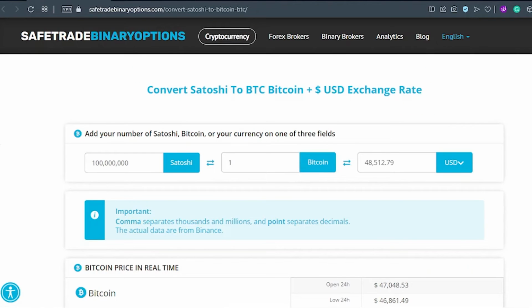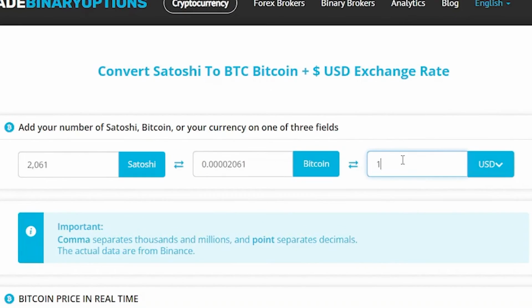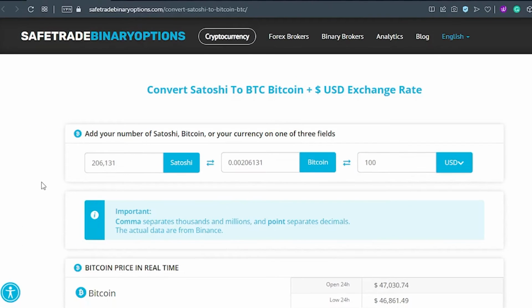What this tool does is, when you enter a value in Satoshi, Bitcoin, or USD, it converts the value into the other two units. For instance, if I write 10,000 Satoshi, it will convert the Satoshi to Bitcoin and USD. If I write $100, it will convert it into Bitcoin and the number of Satoshi.